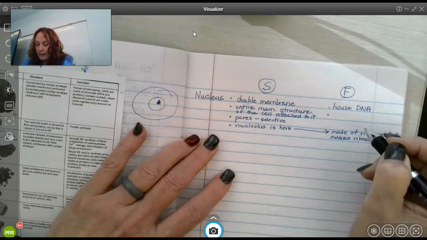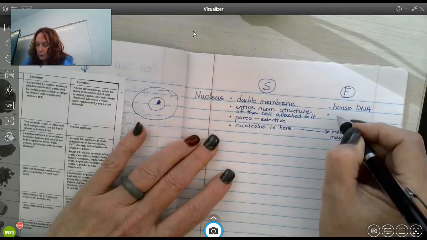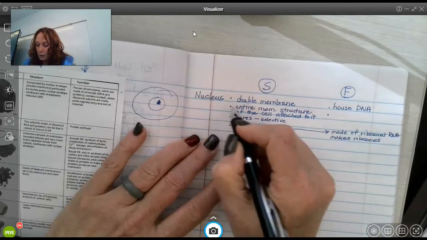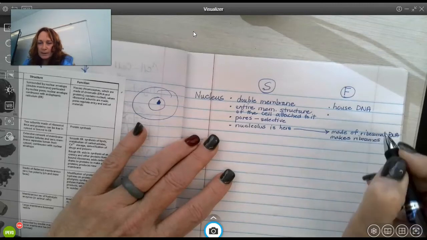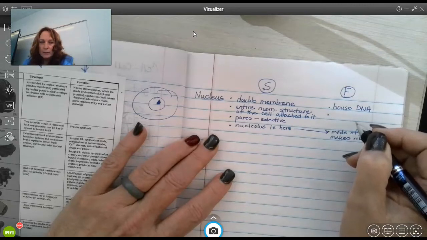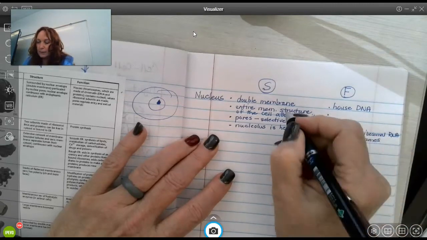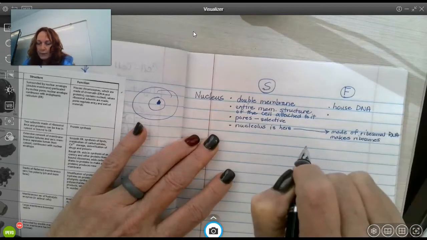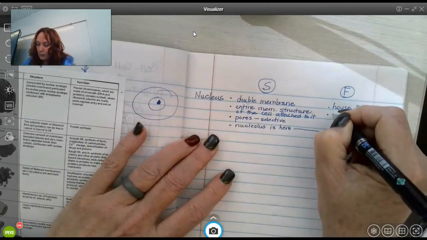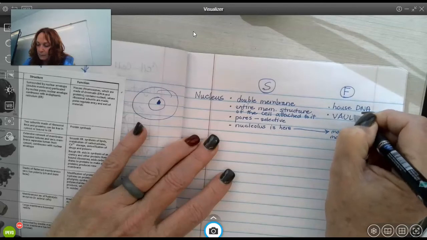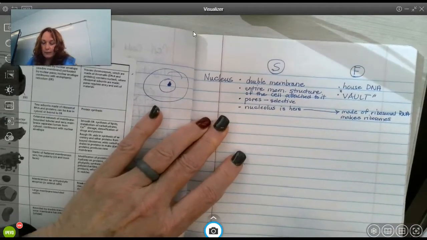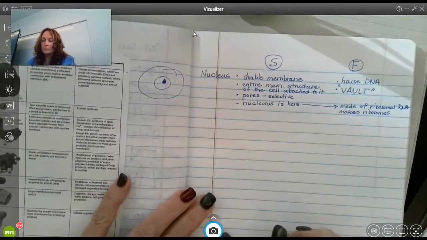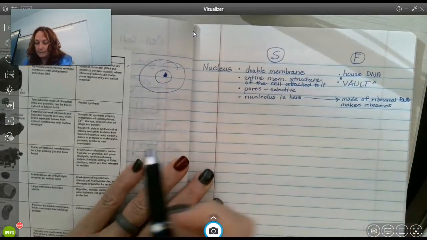So of all the things here, we want to think about the nucleus. They always call it the control center. That's not really true. It's more like a vault. That's what it really is. It's a vault to hold the DNA. So I'm going to think about it like a vault. Very safe. Only certain things come in and out.